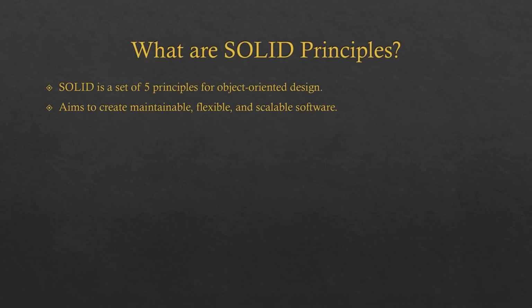First, let's talk about what SOLID is. SOLID is a set of 5 design principles used in object-oriented programming. These principles help developers write clean, maintainable, and scalable software. By following SOLID, developers can ensure that the software is flexible and easy to adapt over time.